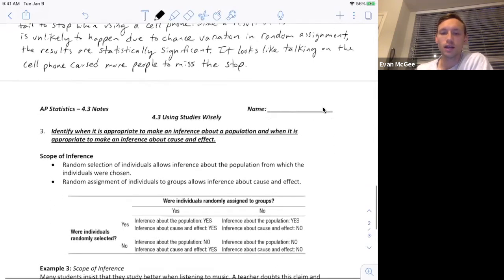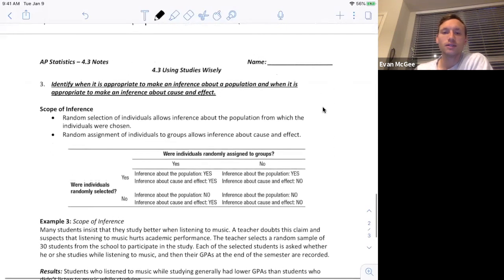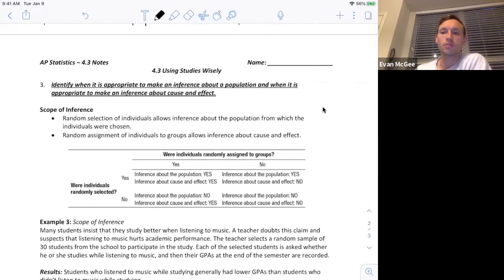Let's take a look at the last objective, identifying when it's appropriate to make inference about a population and when it's appropriate to make inference about cause and effect. And it's really quite simple. If there was random selection done, then you can make inference about a population. If there was random assignment, then you can make inference about cause and effect. This table here summarizes it perfectly.